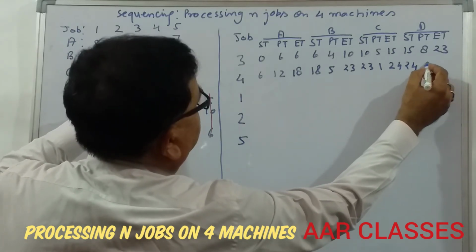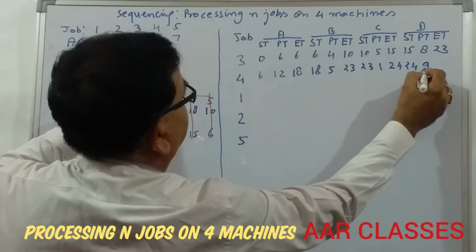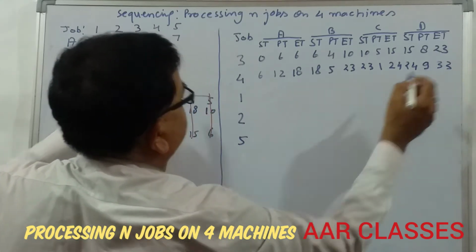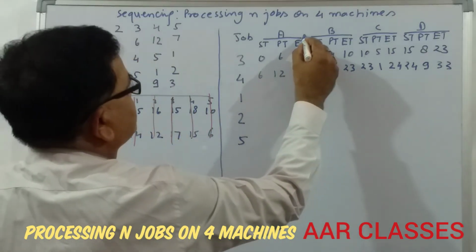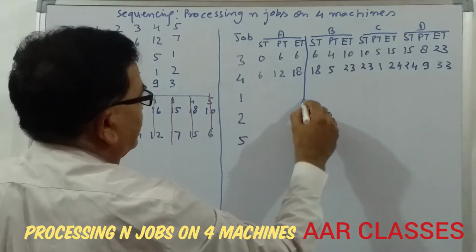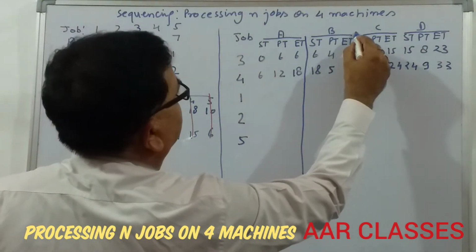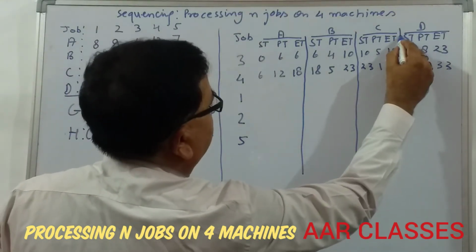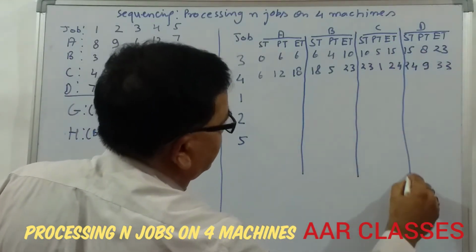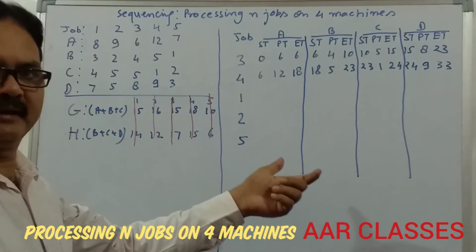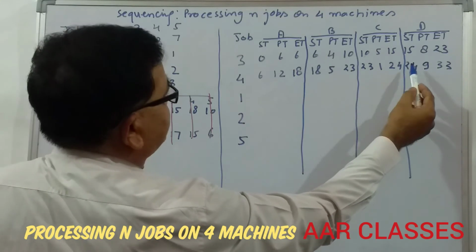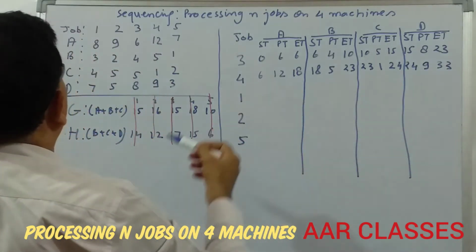Duration is 9, and so now 33 for this. Let me draw a line here so that it is clear to you. And because of shortage of space, I am drawing this line so that it is separated clearly. So starting time this one. Now job 1.